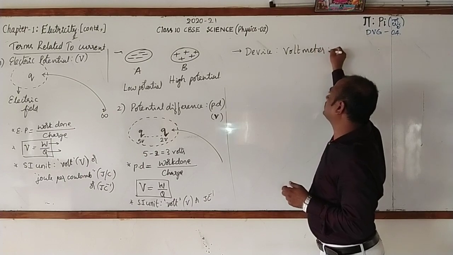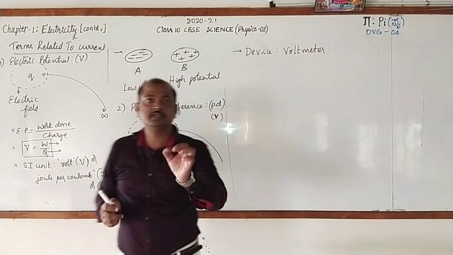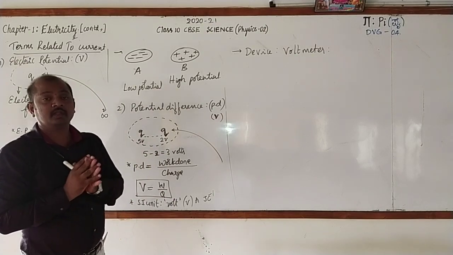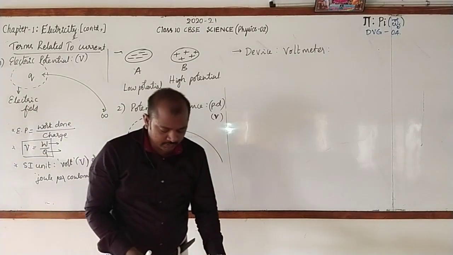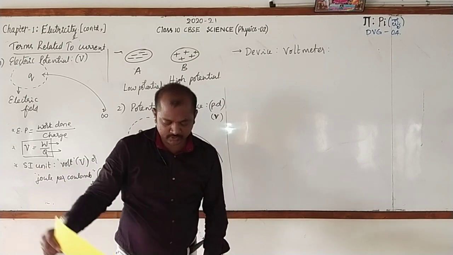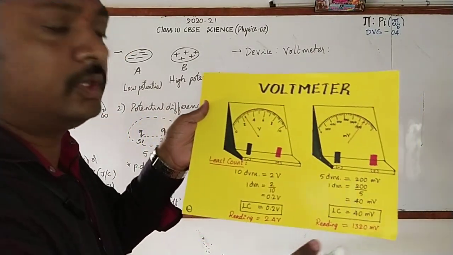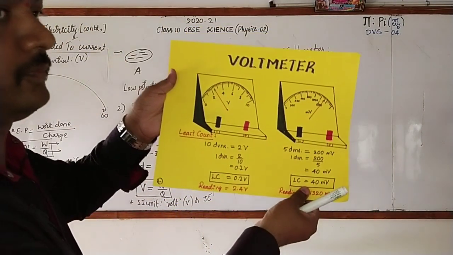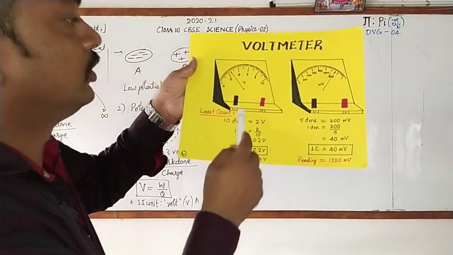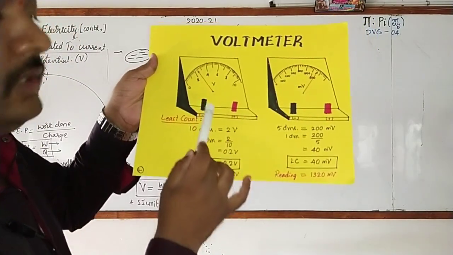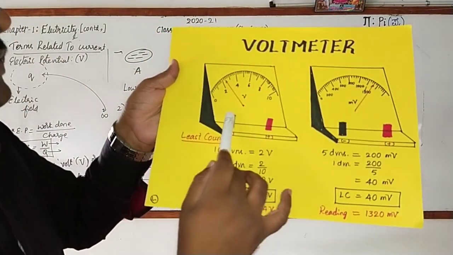A voltmeter is a device used to measure the potential difference across the ends of a conductor. Then how will the voltmeter look? Now let me show you that. Here we have the voltmeter. See that here also we have terminals, positive and negative terminals.